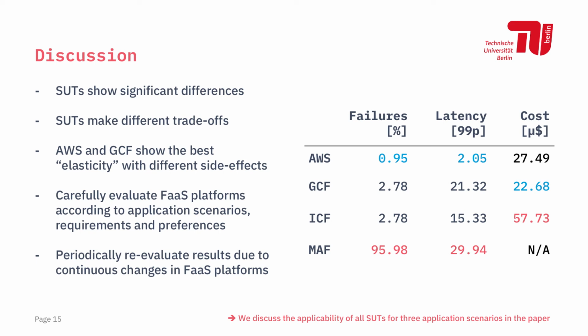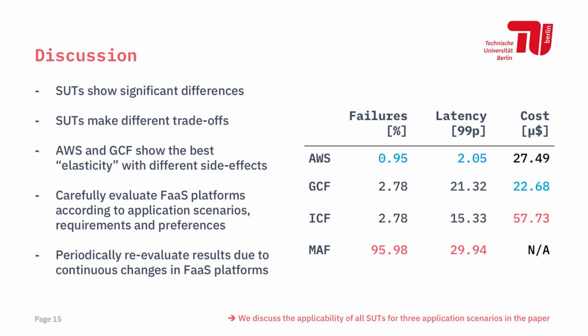Based on the presented and other results in the paper, we can see significant differences in these FaaS platforms under volatile workloads. These platforms seem to make different trade-offs to deal with volatile workloads. However, Amazon and Google both show the best elasticity with different side effects. Amazon was overall the most mature platform here. However, we think that a careful evaluation of FaaS platforms according to application scenario requirements should be done when you want to deploy on any of these platforms.